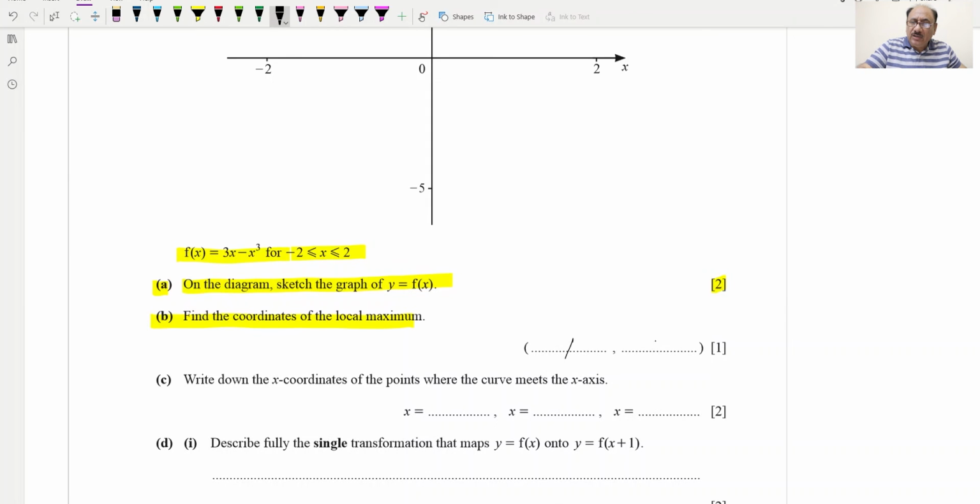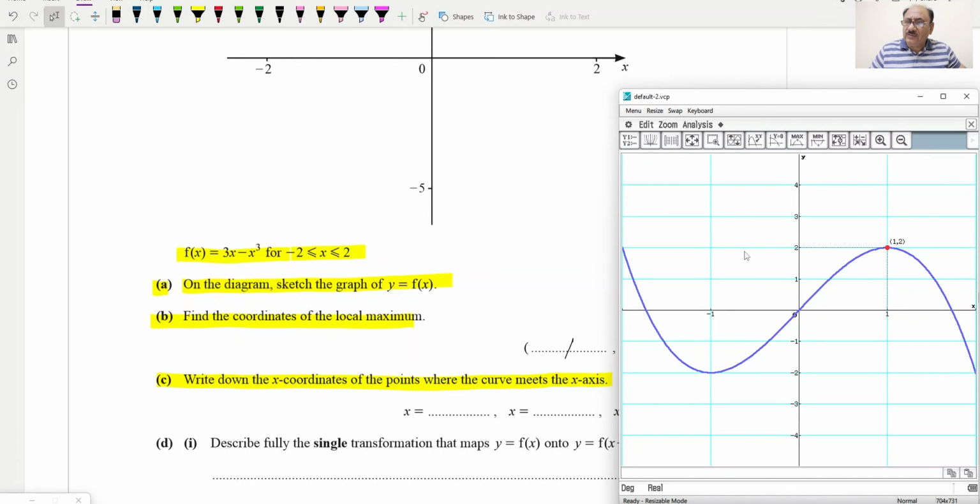So we can write 1 and 2, and this is a 1 mark question. The sketching part is still remaining; I will sketch this at the end of this question. They're saying write down the x coordinates of the points where the curve meets the x-axis. So we basically require the x-intercepts. For x-intercepts, we can check for the intercept.